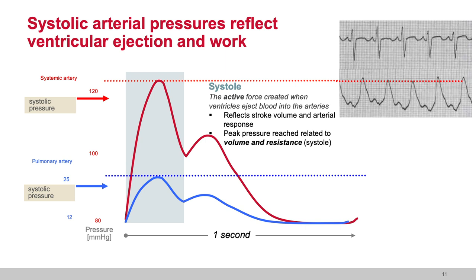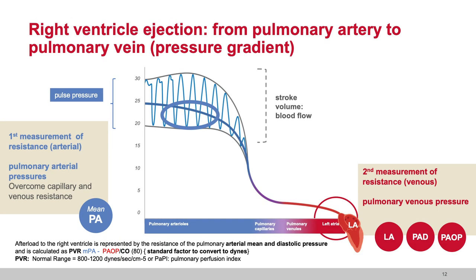But our correlate here is the QRS is correlated to the systolic upstroke, and that systolic upstroke is the bolus of blood from the ventricle into the artery and reflecting the volume and resistance that has reached the artery and that is engendered by the artery. So now we take a look at the pressure gradient that first your right ventricle must overcome, and second we'll look at the left ventricle.